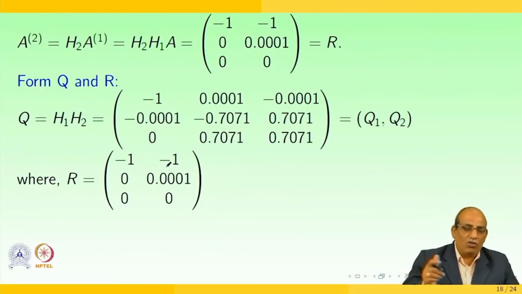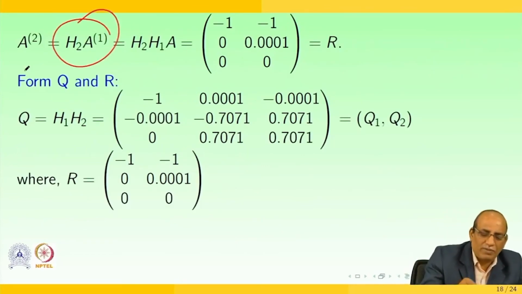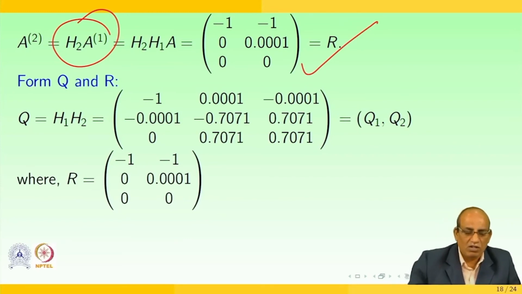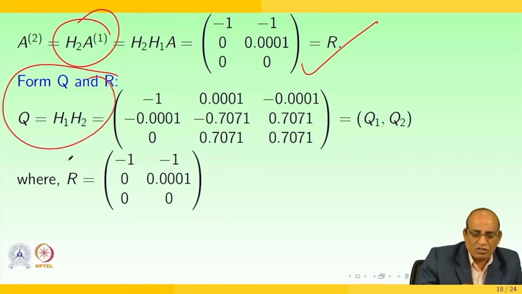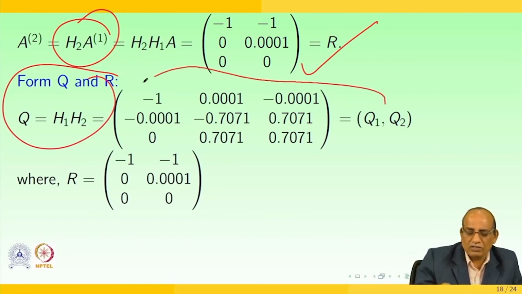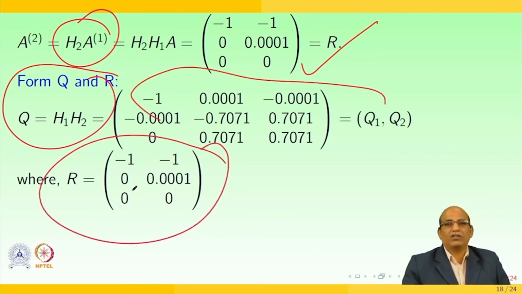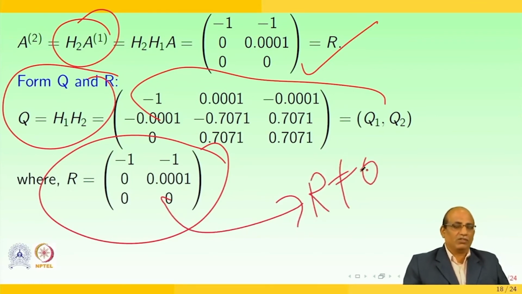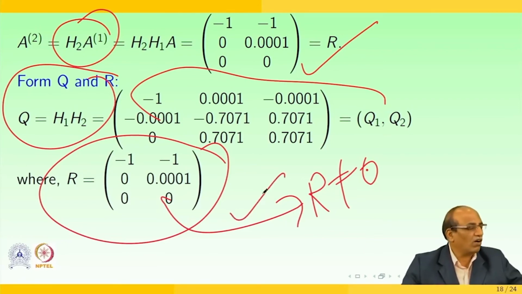Next, how do you compute A2 in a similar fashion? A2 is equal to H2 times A1. So you get these values: minus 1, 1, 0, 0.001, 0, 0. Similarly, you can find Q equal to H1 H2, and you get this matrix. This is the R matrix which you obtain: minus 1, 0, 0.001 and 0, 0. The determinant of R is free from 0. So by using QR factorization, we are able to find Q as well as the matrix R.